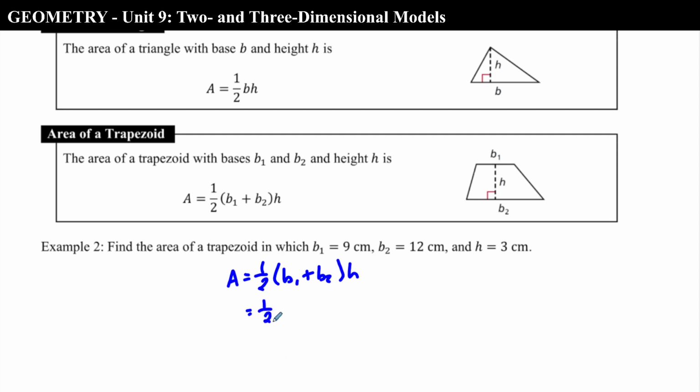So we have 1/2. Base 1 is 9, base 2 is 12, our height is 3, and when you do all that math together, you're going to get 31.5 and our units are going to be centimeters squared.